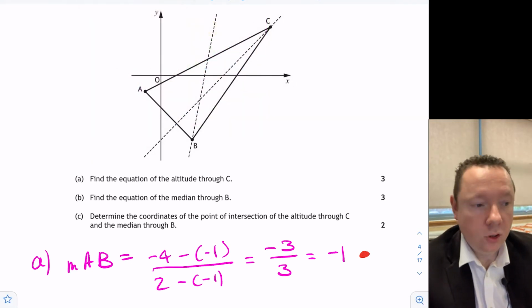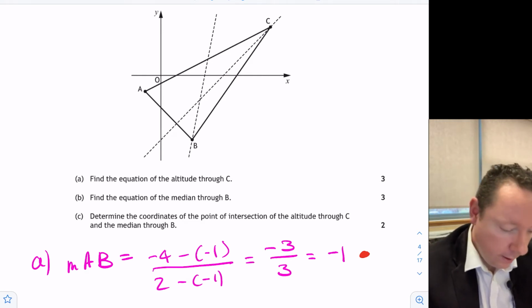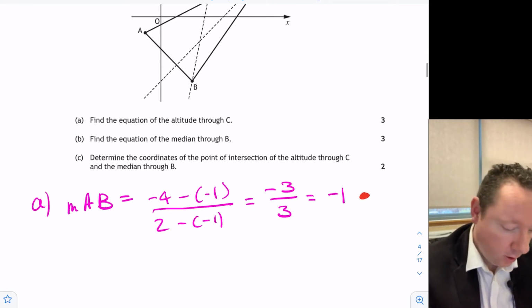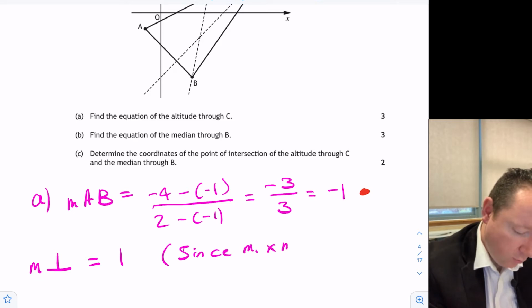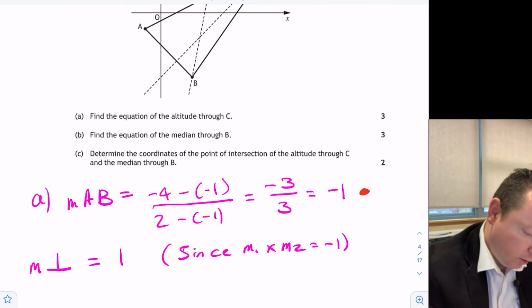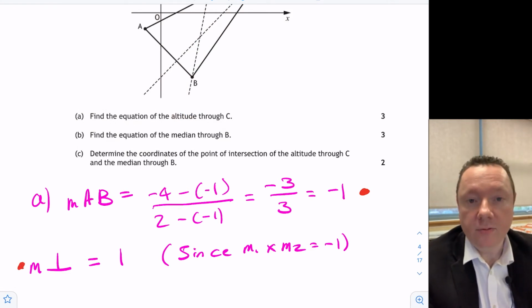So then we move on to our next part, determine the gradient of the altitude. So the altitude, remember, is perpendicular. So the gradient of the perpendicular equals 1, since m1 times m2 equals -1. And then we get a mark for working out the gradient of our altitude. The perpendicular is 1.